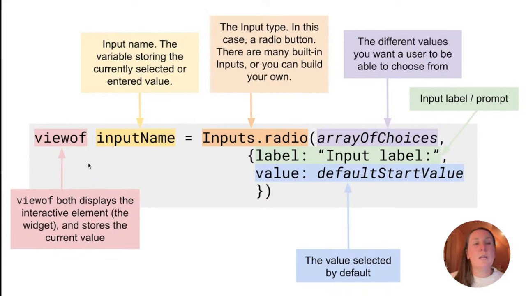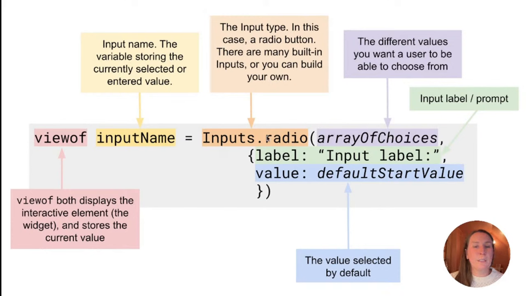snippets. So here we have a view piece that both displays an interactive element, our widget, and it stores the current value, so the current user selection. We can give it a name. So in fact, we have to give it a name to store the values that are selected. And then this is where our actual input is created.